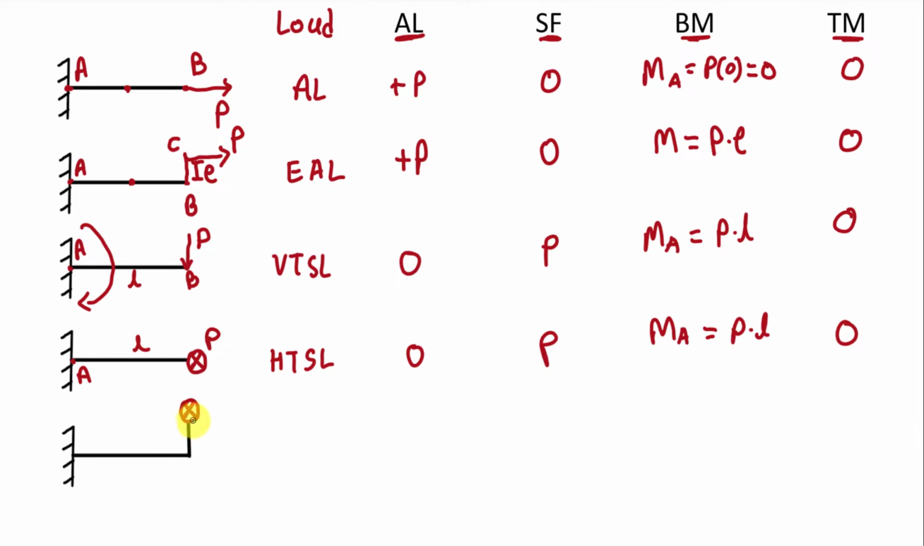Now in the next case we are going to apply a load of value P in the direction perpendicular to the screen, going inside the screen. It is applied at point C, which is extended from point B, and here this point is point A. Actually here the beam is like this and we apply this point load at this end. So in that case, what is the value of axial load, shear force, bending moment, and twisting moment?